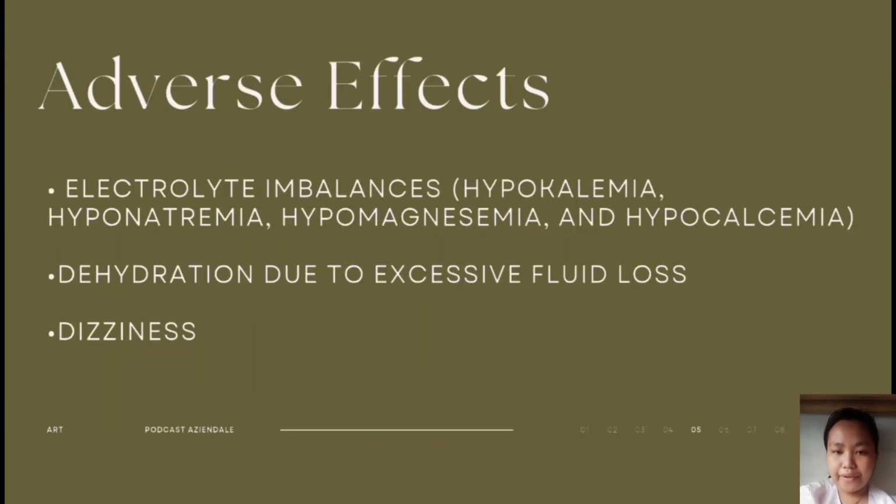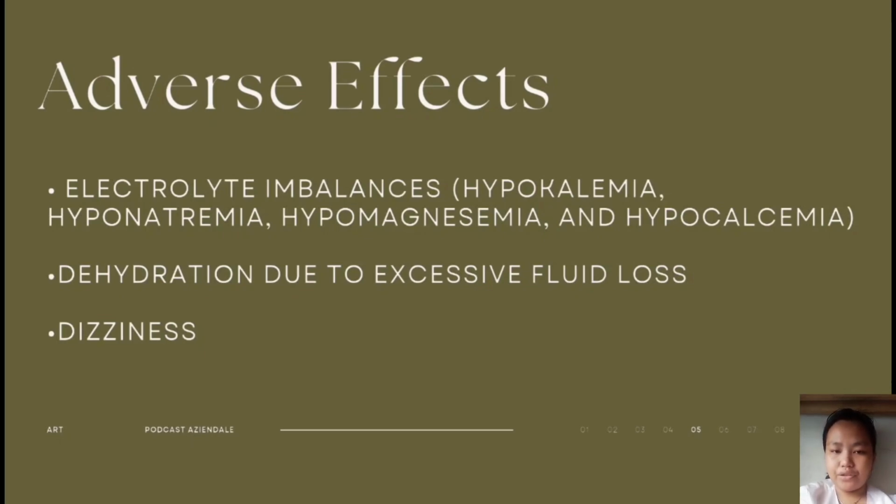Let's move on to the adverse effects. The most common adverse effect is electrolyte imbalances such as hypokalemia, hyponatremia, hypocalcemia, and hypomagnesemia. Since furosemide prevents sodium, potassium, chloride, calcium, and magnesium reabsorption, excessive loss of these ions occurs in the urine. Hypokalemia, or low potassium, can lead to muscle weakness, arrhythmias, and fatigue.